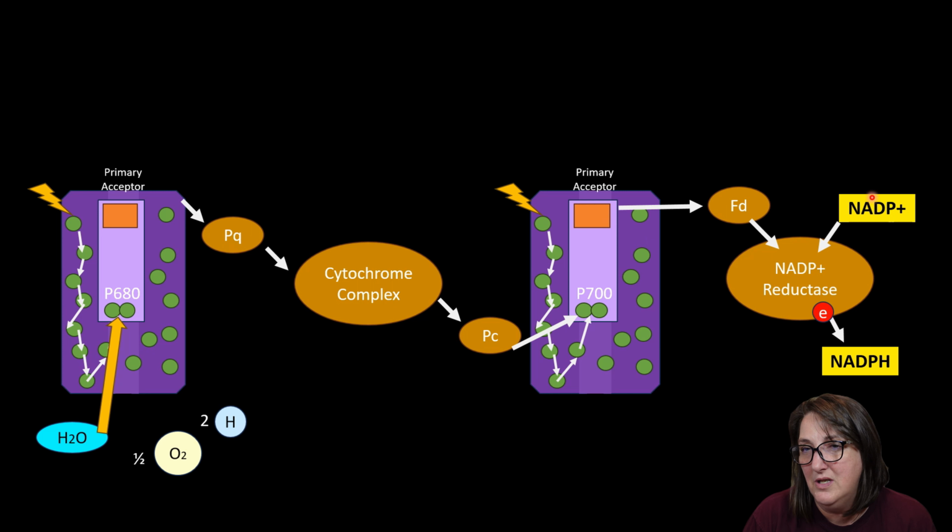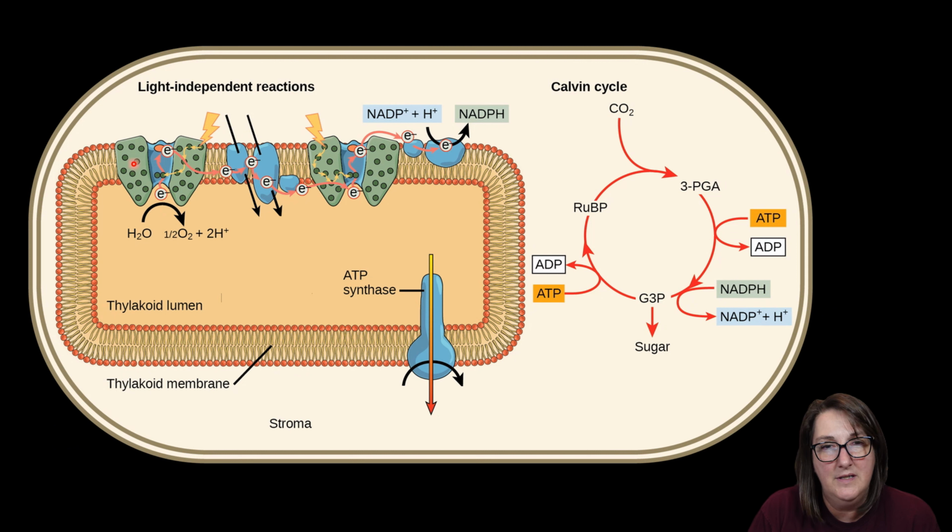It's going to attach to NADP+. A hydrogen's also going to attach to it. And then the electron's going to go here. And this NADPH is going to be ready to go to the other part of photosynthesis. So all of that happens here.